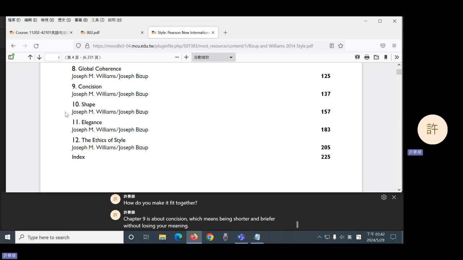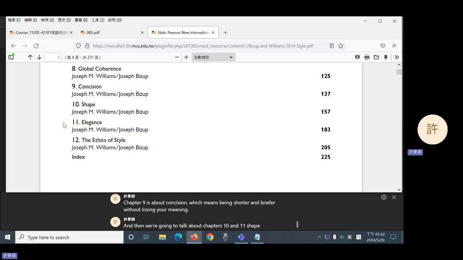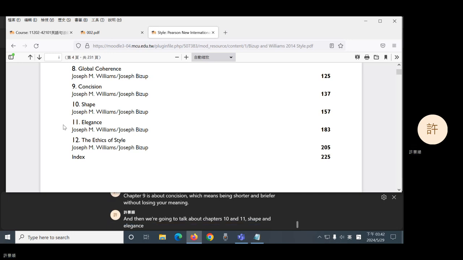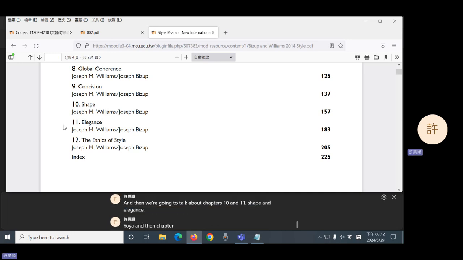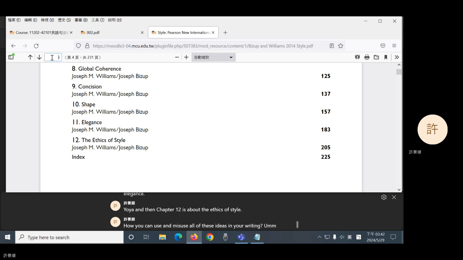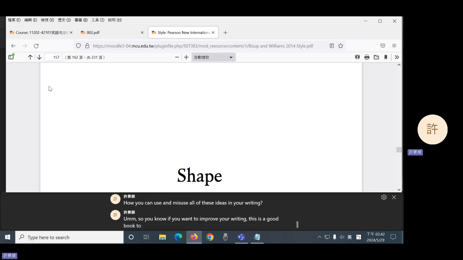And then we're going to talk about chapters 10 and 11, shape and elegance. And then chapter 12 is about the ethics of style, how you can use and misuse all of these ideas in your writing. So, you know, if you want to improve your writing, this is a good book to study.